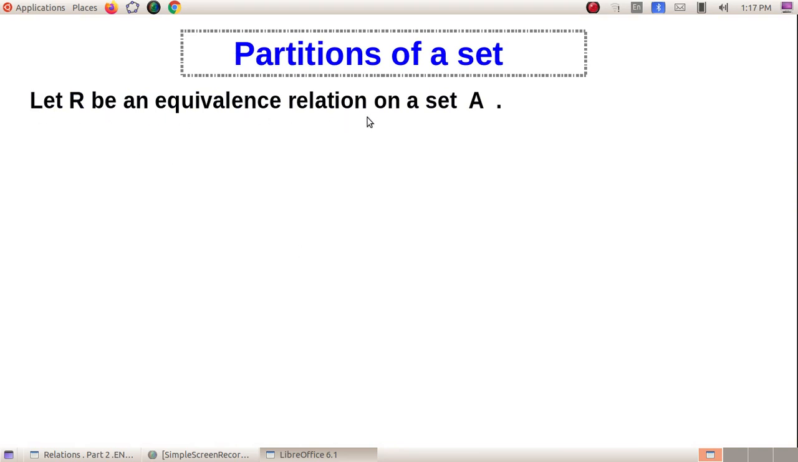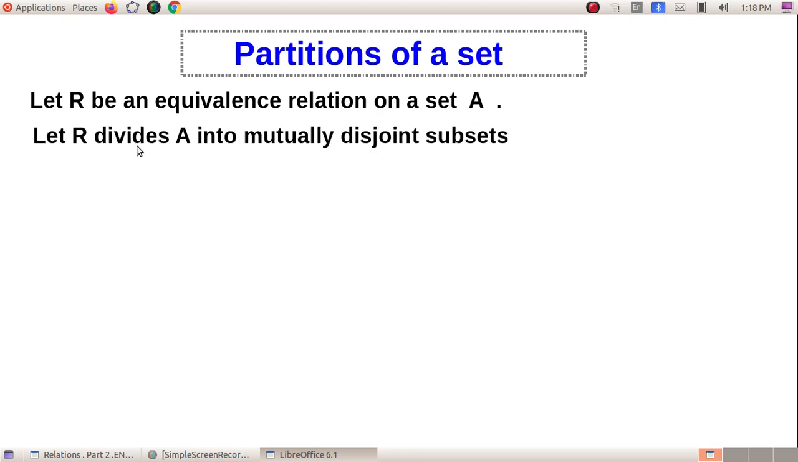Let R be an equivalence relation on a set A. To define a partition, there must be a set. There must be a relation R, it should be an equivalence, and it must be defined on A. Then let R be an equivalence relation on A, and let R divide A, the entire set, into mutually disjoint subsets Ai, the equivalence classes. In the previous example, A1, A2 and A3.